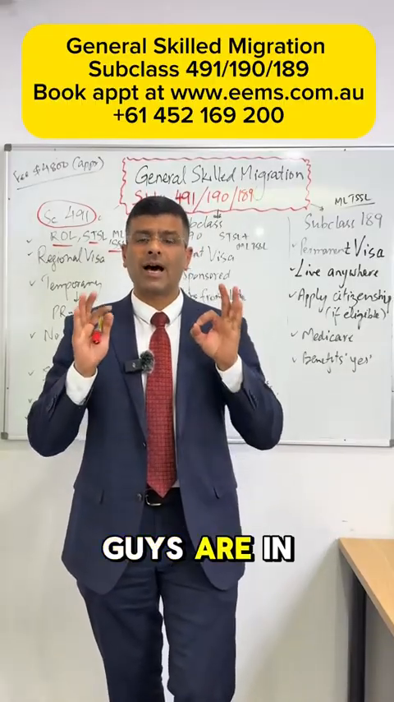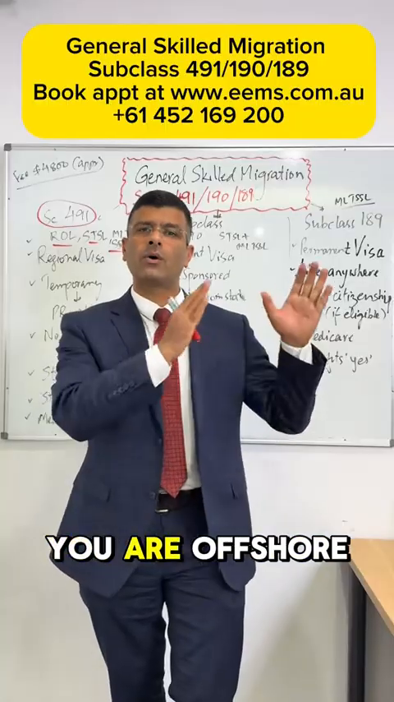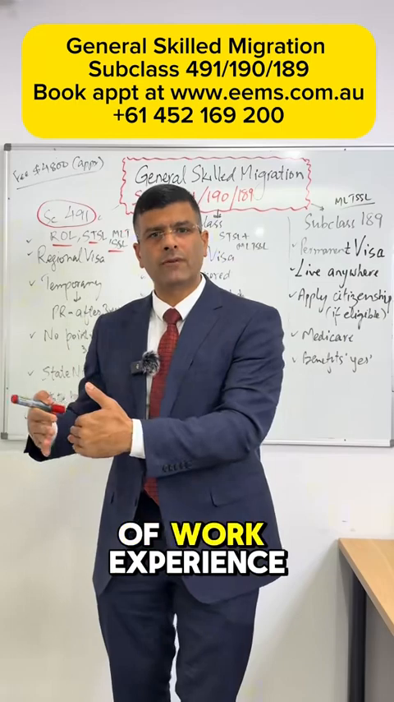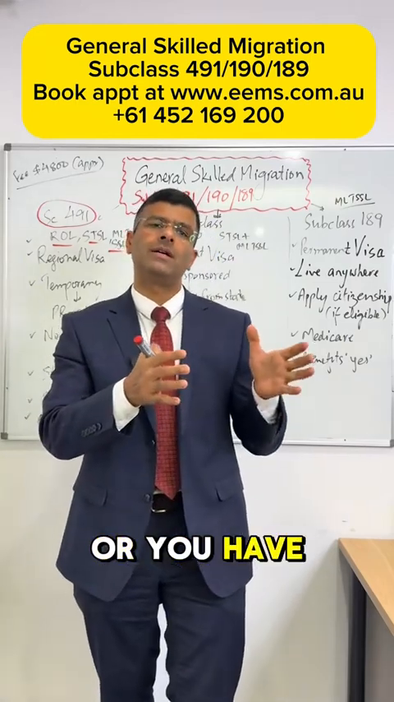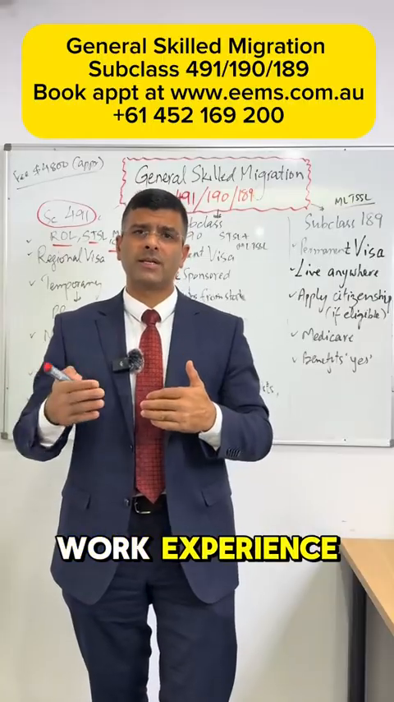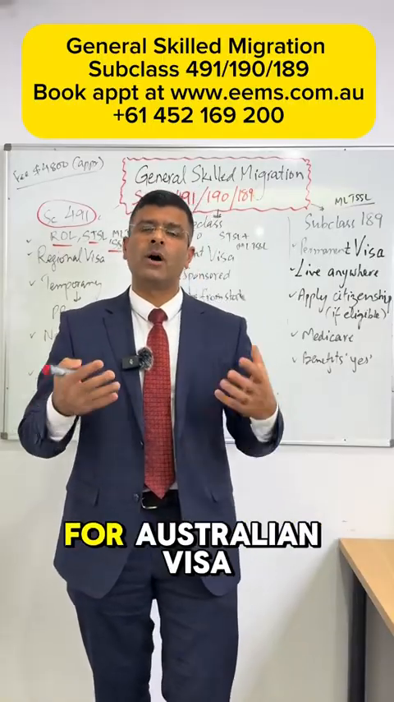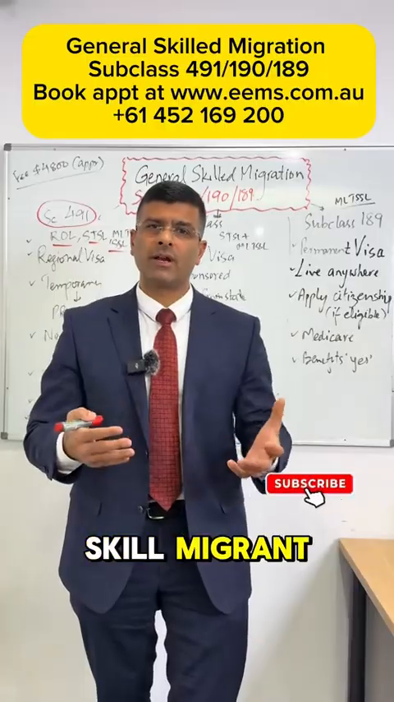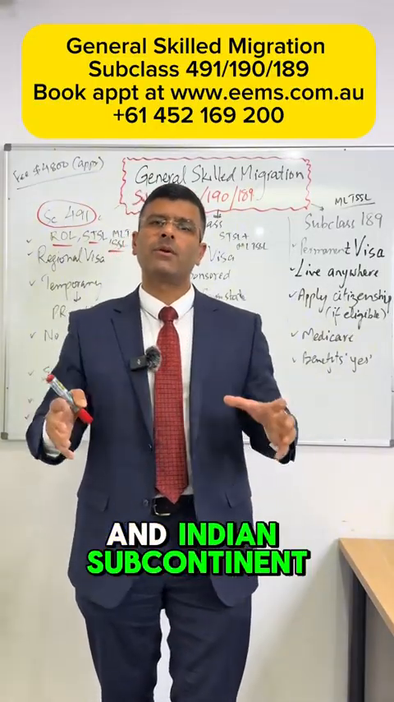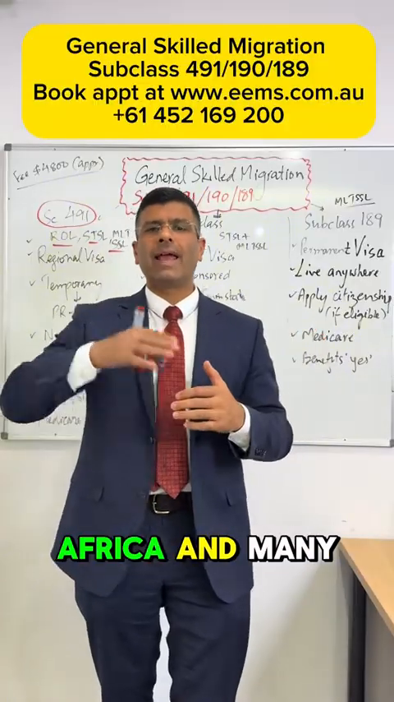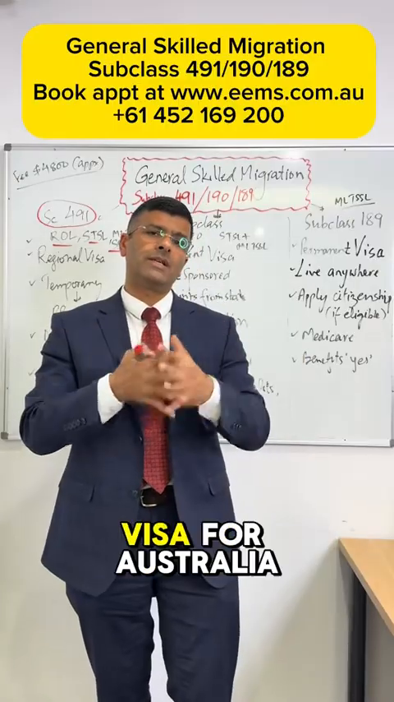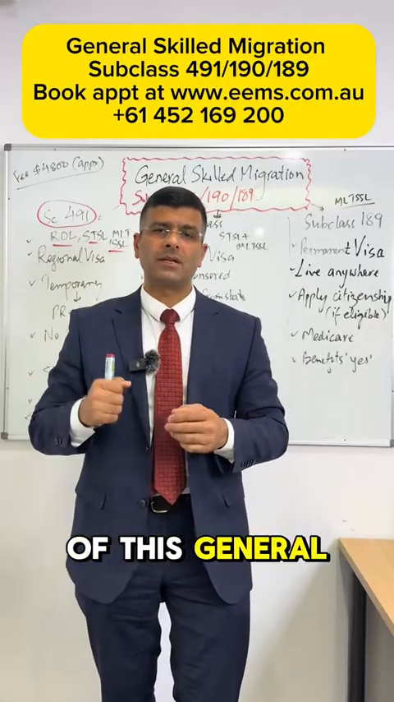So if you are in Australia, or if you are offshore, if you have a professional occupation and some kind of work experience, or you have some trade occupation and some kind of work experience, you may be eligible to apply for an Australian visa as a general skilled migrant. Lots of people living in countries such as India and the Indian subcontinent, many people in Africa and many other countries, you may be eligible for a visa for Australia on the basis of this general skilled migration.